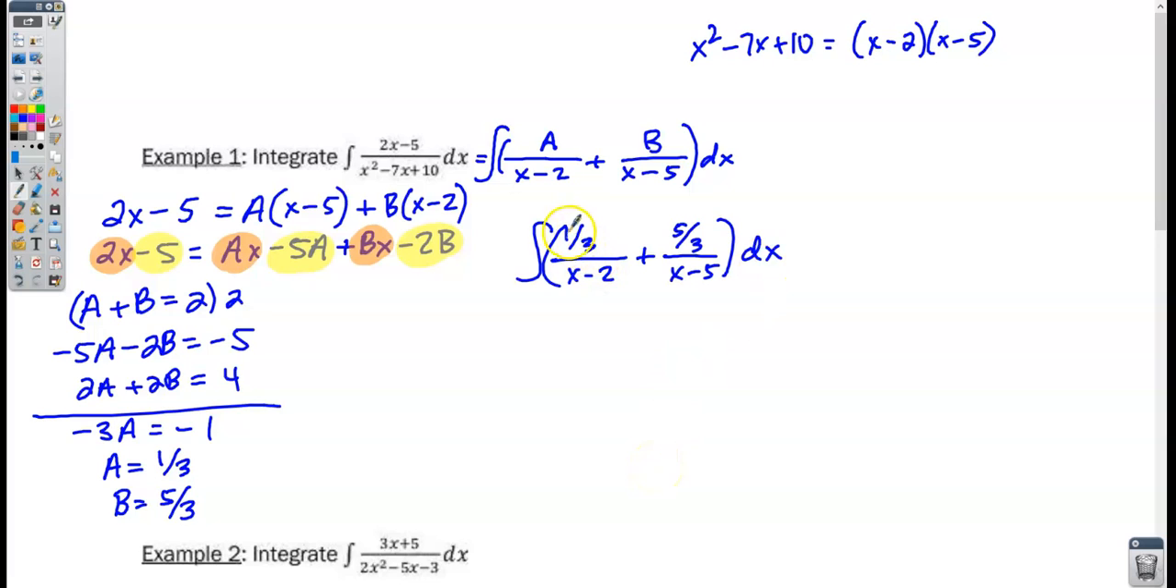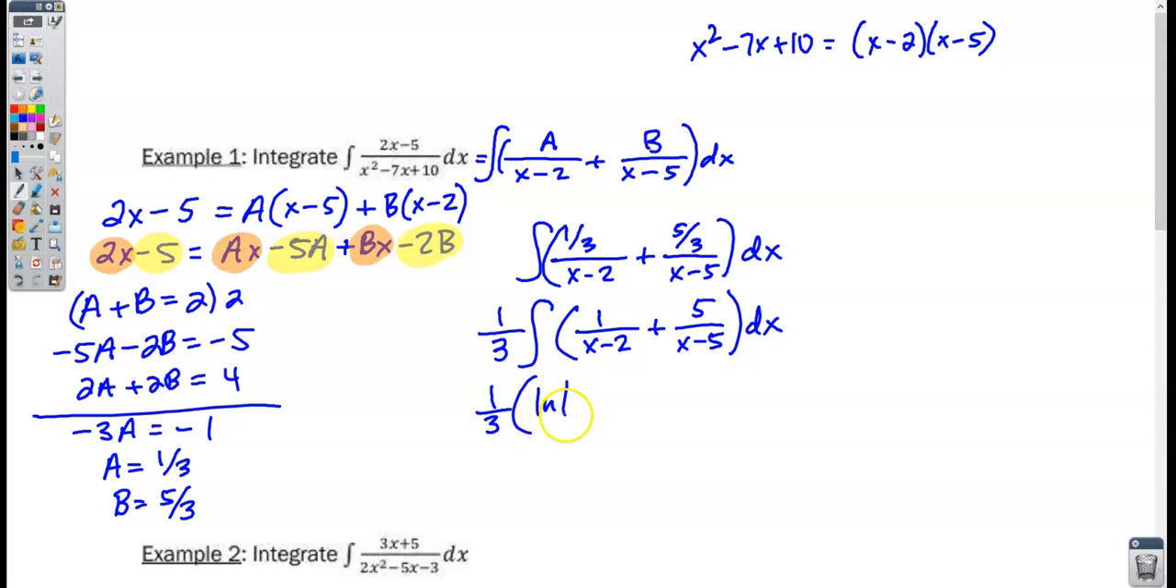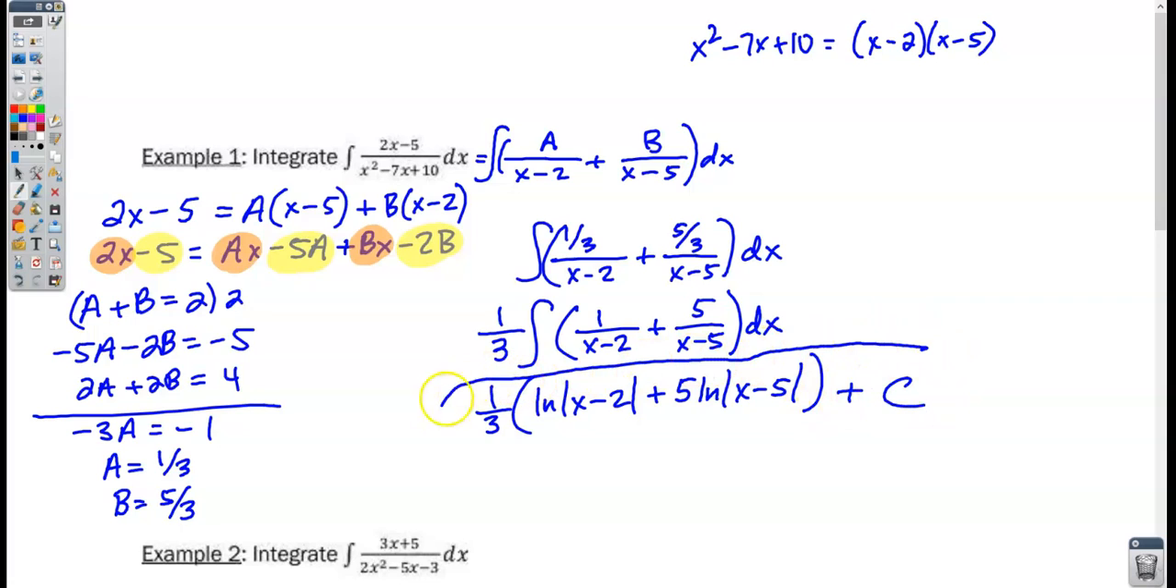Now something else I'm going to want to do, since these are both divisible by 1/3, I'm going to go ahead and just factor a 1/3 out of this expression, because it's going to make this a little bit nicer for me to work with. Okay, and now that I'm here, I can just take the integral of this term by term. So I've got 1/3 times the quantity, natural log of the absolute value of x minus 2, plus 5 natural log of the absolute value of x minus 5. And I think I'm just going to leave that there for now. I'm not going to combine that into a single logarithm because I want to focus on calculus, not algebra. All right, there's my answer.